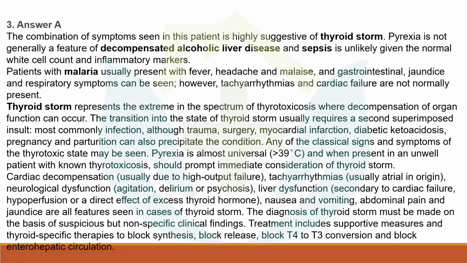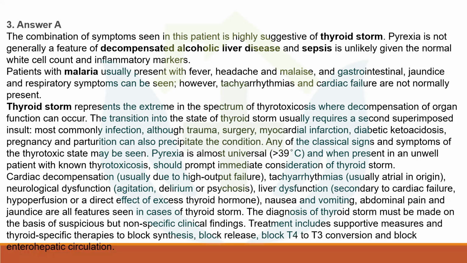Thyroid storm represents the extreme of the spectrum of thyrotoxicosis, where decompensation of organ functions can occur. The transition into the state of thyroid storm usually requires a second superimposed insult, most commonly an infection, trauma, surgery, MI, DKA, pregnancy can precipitate this condition. Like in this question, what has happened is the patient was pregnant, and that has precipitated the thyroid storm in this patient.